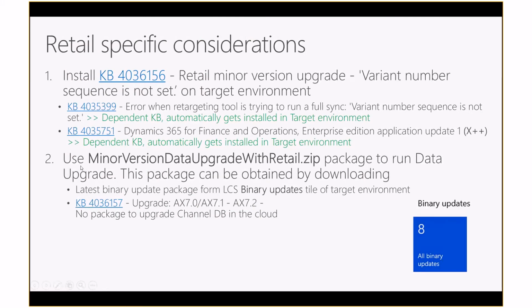The other thing is that, of course, to run the data upgrade, you now definitely have to use the one which is in the docs article, which is the minor version data upgrade with retail.zip file. And how to obtain this package? Yeah, there are two ways. Either you go in the target environment and you go to the environment page of that in LCS. You go to the tile, that's the one that I show here at the corner, the binary update tile, which is currently today on 8. So there are already 8 binary updates, post 7.2. And you download this latest package.